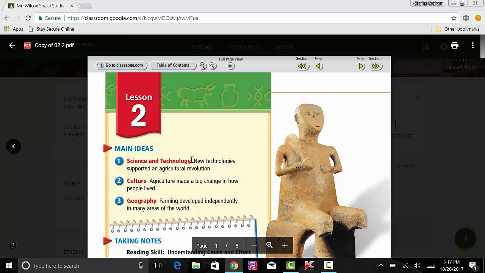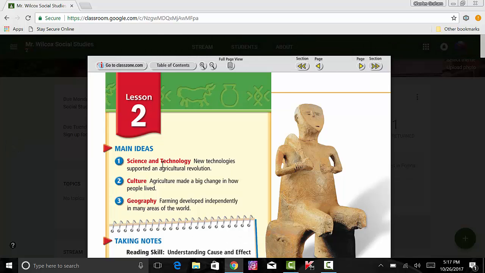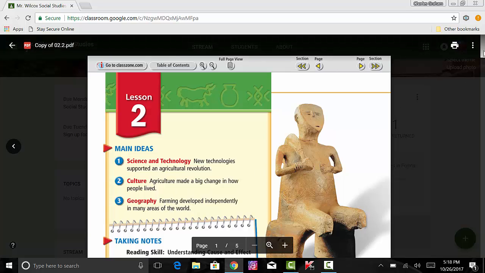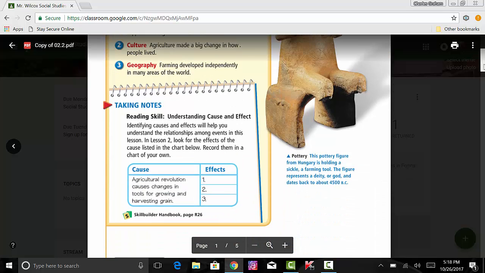So this is lesson 2. Our main ideas in science and technology are new techniques supported the agricultural revolution. If you don't know what that is, you're going to be reading about it, and you'll know more about it when you get finished. Culture: agriculture made a big change in how people lived, which is a huge change, and it has a lot to do with how people live today. Geography: farming developed independently in many areas of the world. Okay, so that's basically what we're going to be taking a look at.